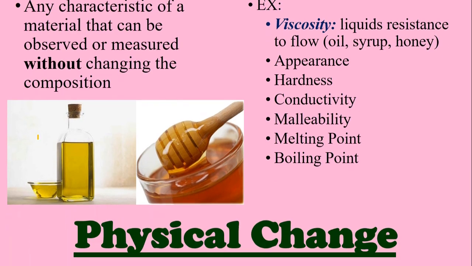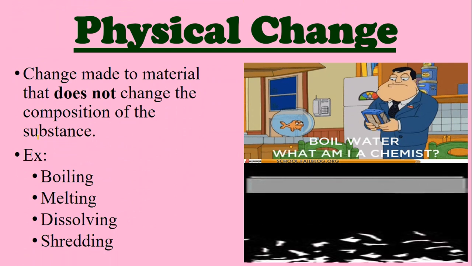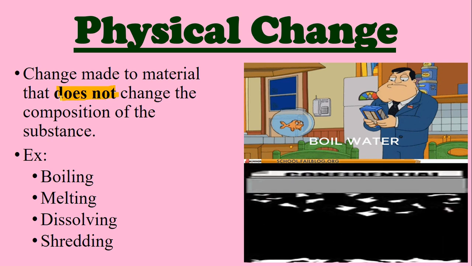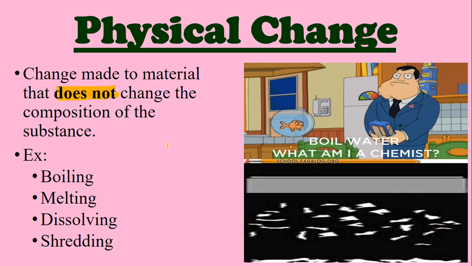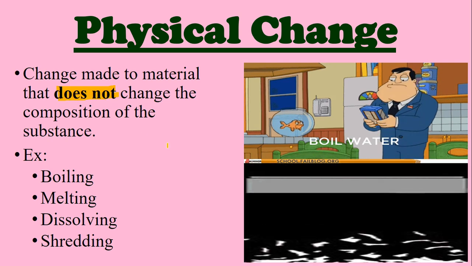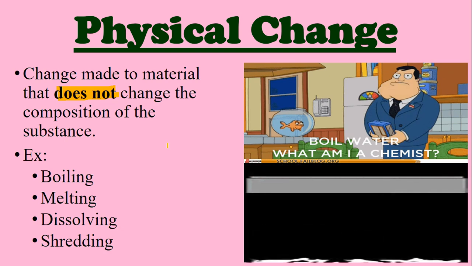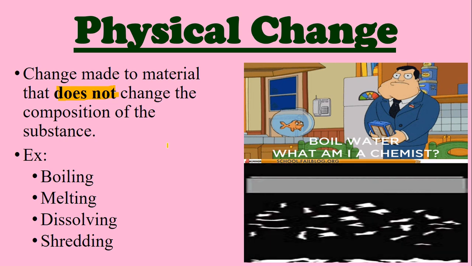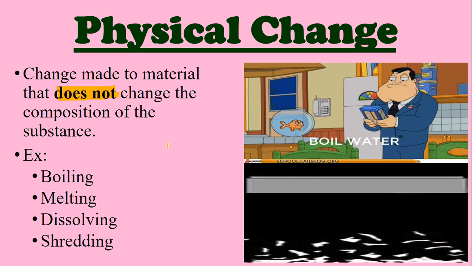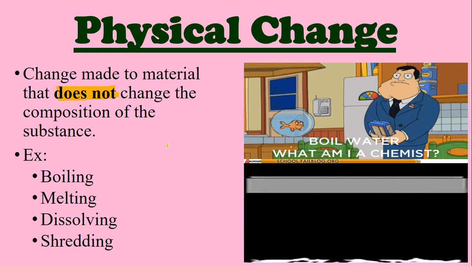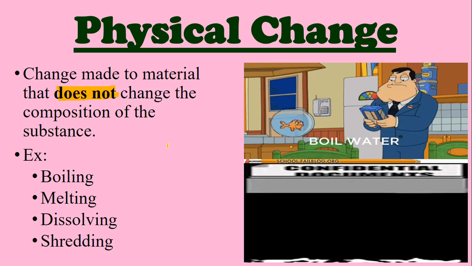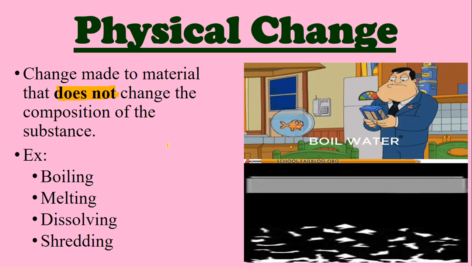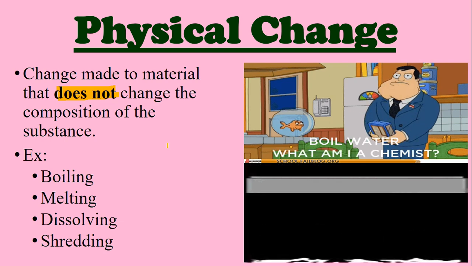what it looks like. A physical change is when you make a change to the material that does not change the composition of the substance. For instance, when you boil water, it's still water. It's just changing from a liquid to a gas. It's still H2O. Same thing with melting. If you have a block of ice, which is just solid H2O, and it melts, it's just liquid H2O now. It's still H2O.